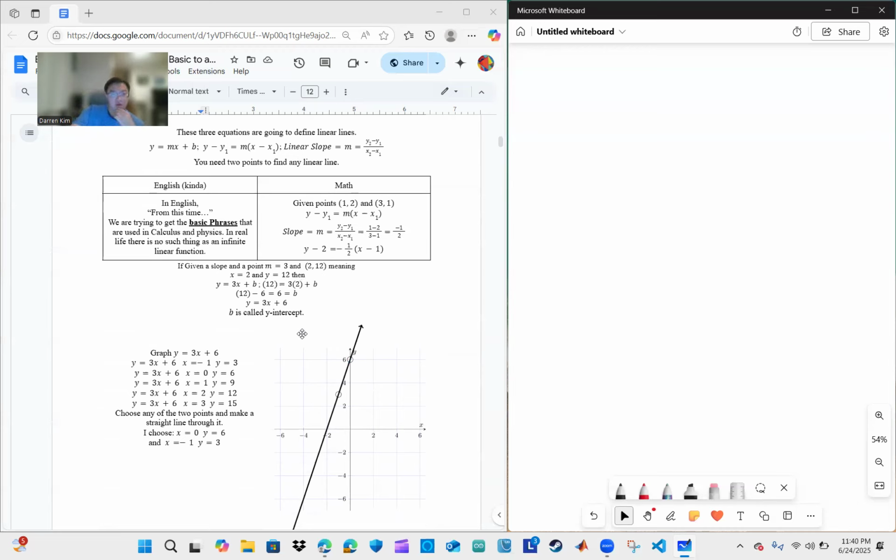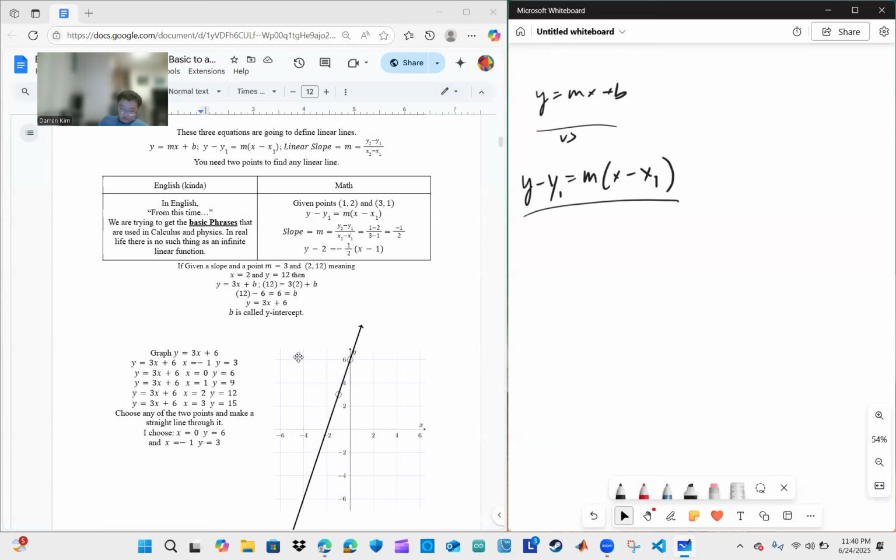Maybe I should have done the proof for this. I didn't think I needed to, but I should have. What I'm talking about is y equals mx plus b versus y minus y1 equals m times (x minus x1). This and this are the same thing. There's a proof for it. I don't remember it off the top of my head, but I probably can derive it very easily.